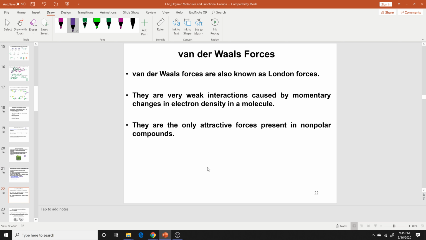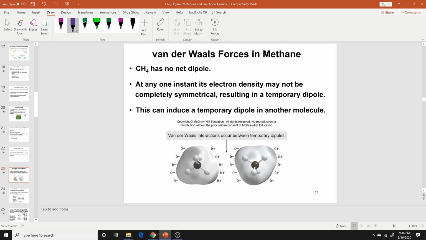Let's start with the weakest. The weakest are London forces. They exist in every single structure that has carbon. They are very weak. They are present in nonpolar compounds, and not just nonpolar compounds. They are basically the result of an electronic cloud. So any compound, whether it is polar or nonpolar, will have a van der Waals force because it will have an electronic cloud around it, and that electronic cloud will result in a temporary dipole.